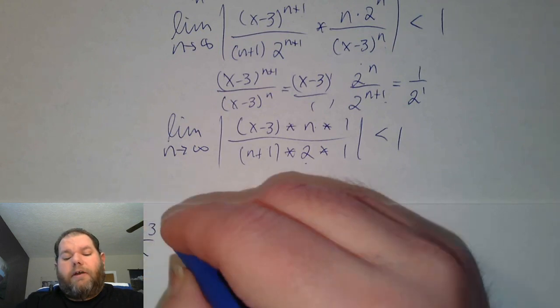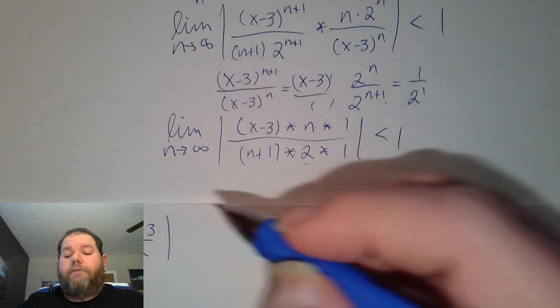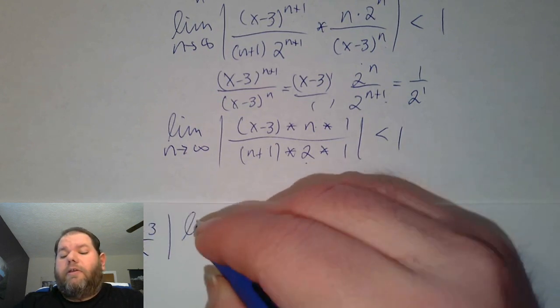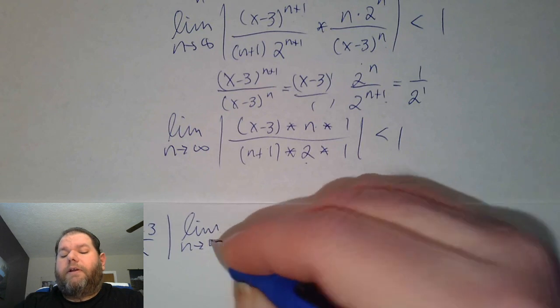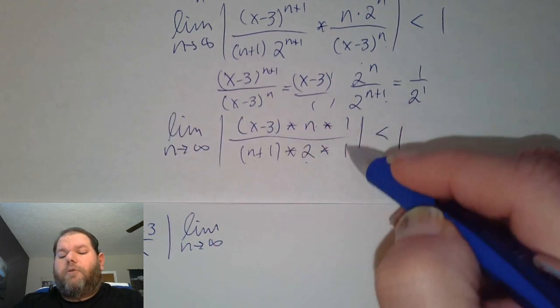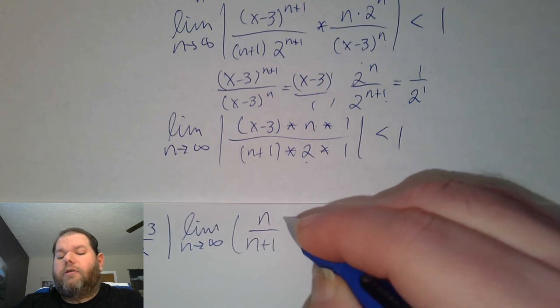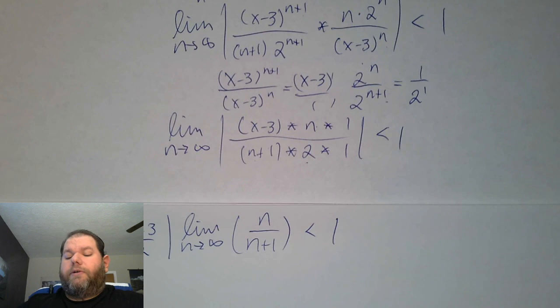This is an absolute value. We cannot get rid of the absolute value because x may be positive or negative. And then limit n goes to infinity. Inside we'll have n over n plus 1. Multiplied by 1, of course, doesn't change anything. And this is less than 1.